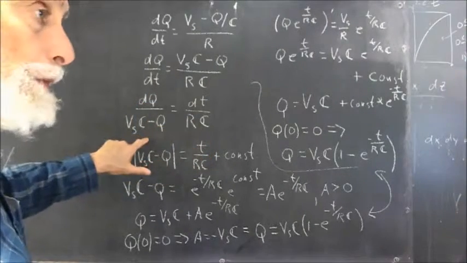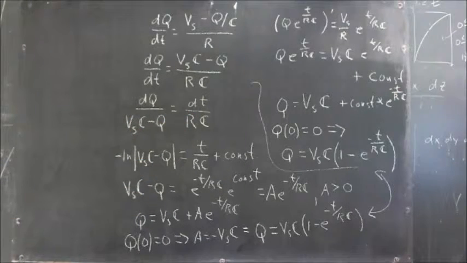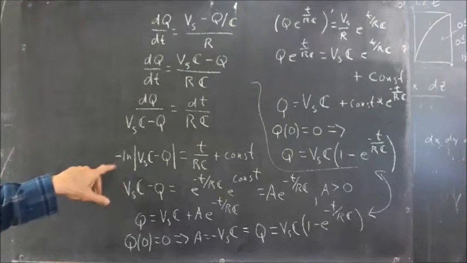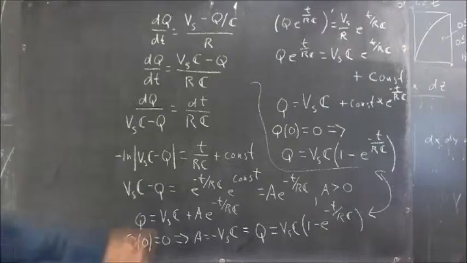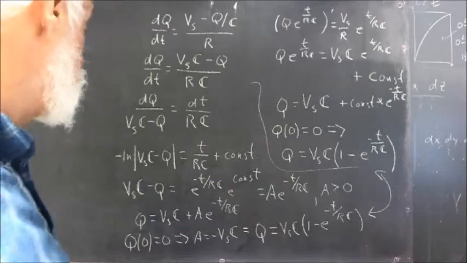And we integrate both sides of this. And that's such a straightforward integral. I'm not going to go through those details. Certainly, you know how to do that integration. This is going to give you negative natural log of VsC minus q. And this is going to give you just t over RC plus a constant.